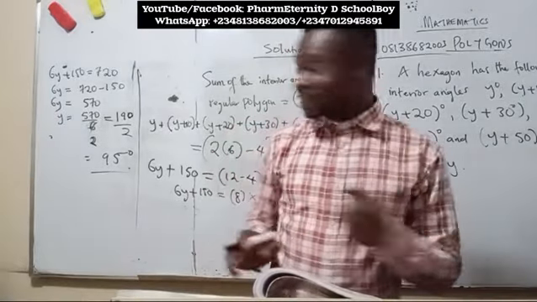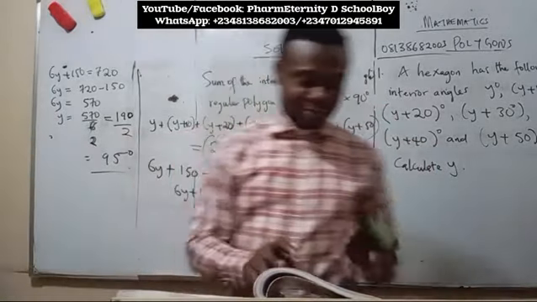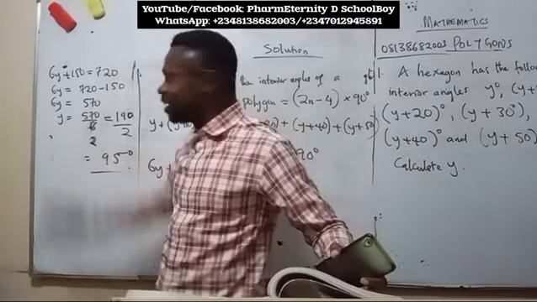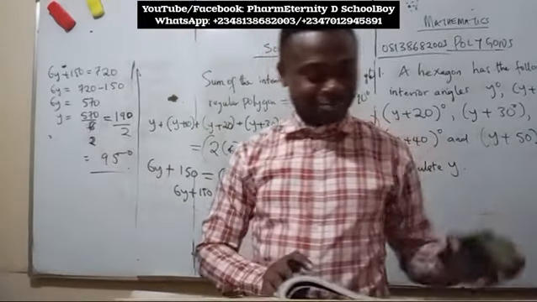This question nearly dealt with me now. I was confused. What's going on? 570 divided by 6. I was playing on the board.